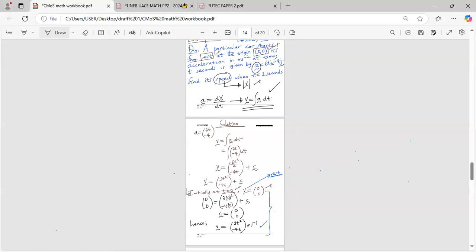So any constant, because now the next thing, they said at t equal to 2. So the next thing is to substitute for t and then get velocity, get its magnitude as the speed. And that is all.